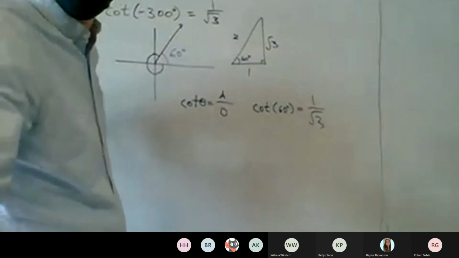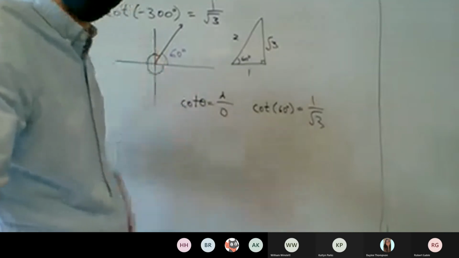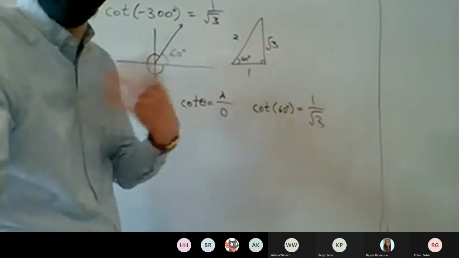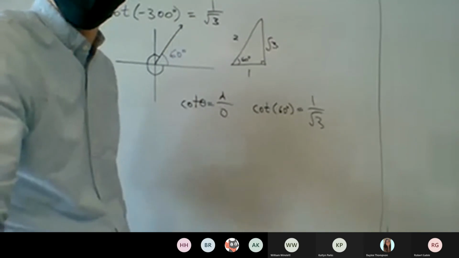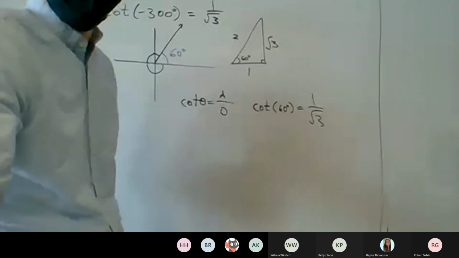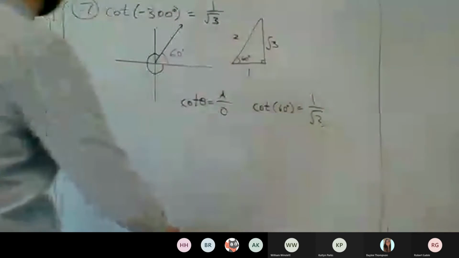Number 9 was just a straight up calculator problem, like just plug in sine inverse of 0.8. For me, it's 0.8. So you just literally plug that into the calculator. Make sure your calculator's in radian mode. I'll do number 10.